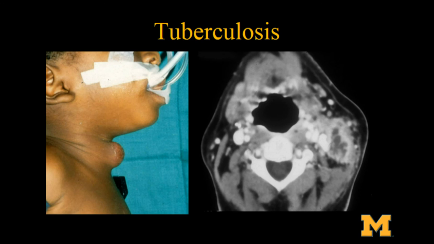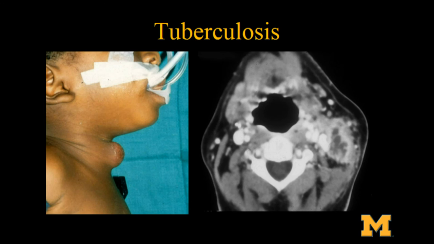Now, if you were from India and someone showed you this, what's the most likely diagnosis because of the higher prevalence? TB. And what is the other name for TB? What do we call TB of the neck? This is scrofula. If you've never seen scrofula, this is scrofula.